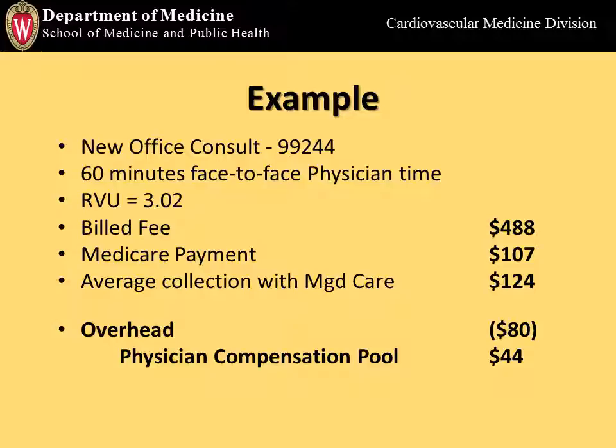Then from there, we have to deduct another $80 for overhead expenses. For instance, support staff salaries and benefits, physical space, information and technology, insurance, etc. This is about 65%, an overhead percentage of about 65%. This leaves us with $44 for physician time and to feed into the compensation plan calculation.